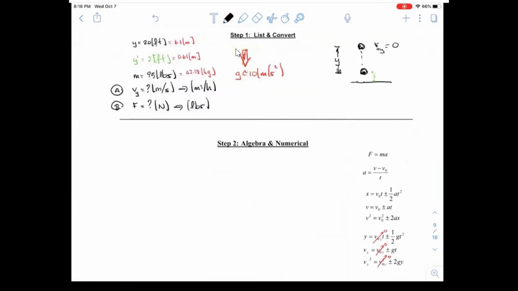For part A, we will use this formula. We just discussed that that term is going to be 0. Then take the square root of both sides, and we're done. So that's the speed.